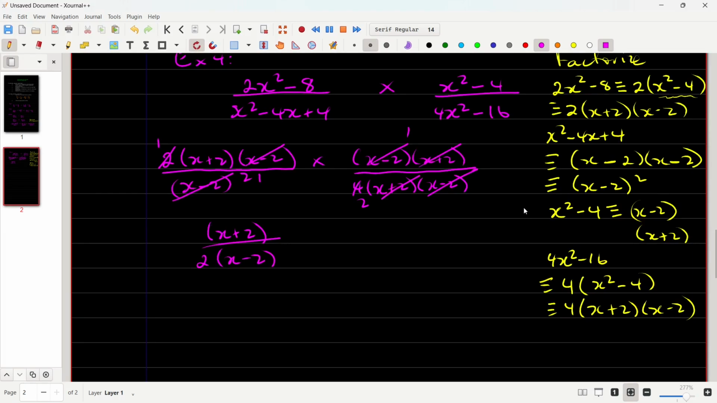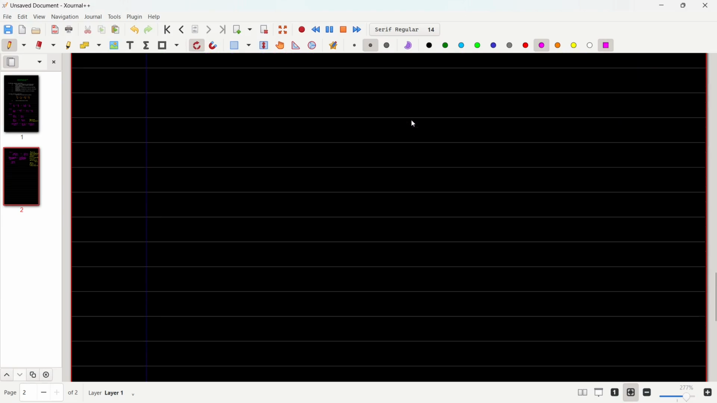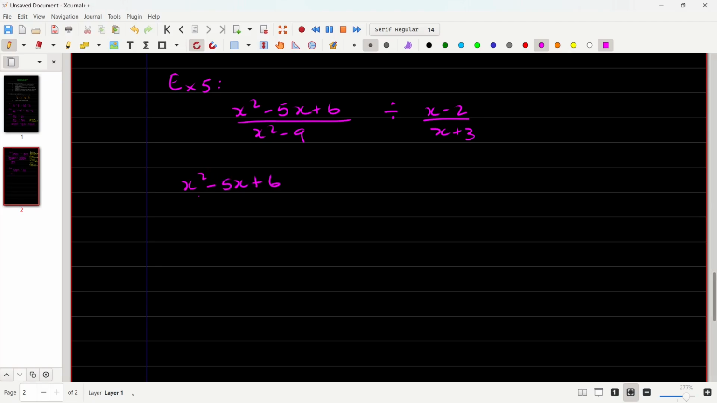All right, this was the fourth example. That was pretty complicated. Let's do one last one, but it's not going to be so difficult. Let's say example 5, and we have x squared minus 5x plus 6 all over x squared minus 9 divided by x minus 2 over x plus 3. First thing we rewrite, so we're going to get x squared minus 5x plus 6 divided by x squared minus 9 multiplied by x plus 3 over x plus 2.